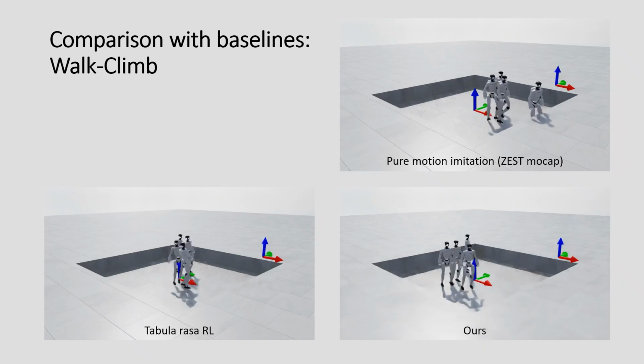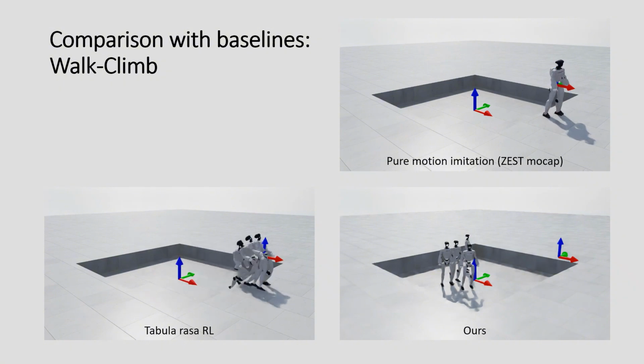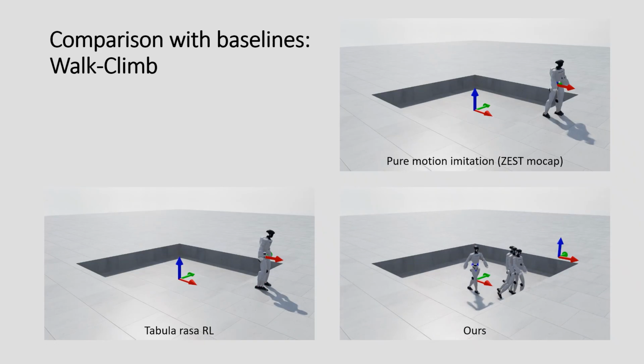In the climb-up example, pure imitation again moves backward to align with the reference and then walks forward, even when already close to the edge. Tabula rasa RL fails to produce a coordinated climbing motion. Our method successfully walks and climbs in a natural way.